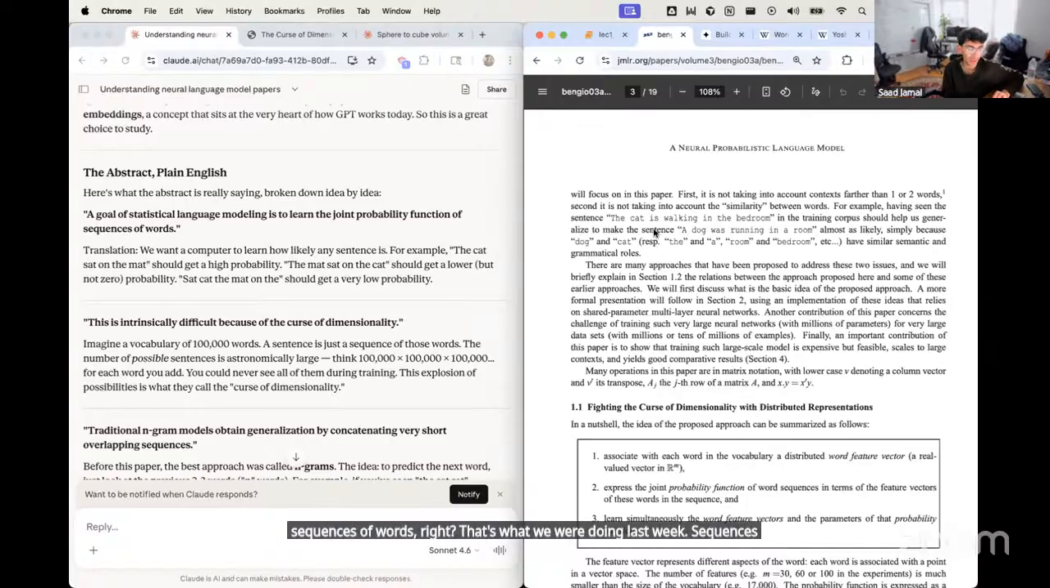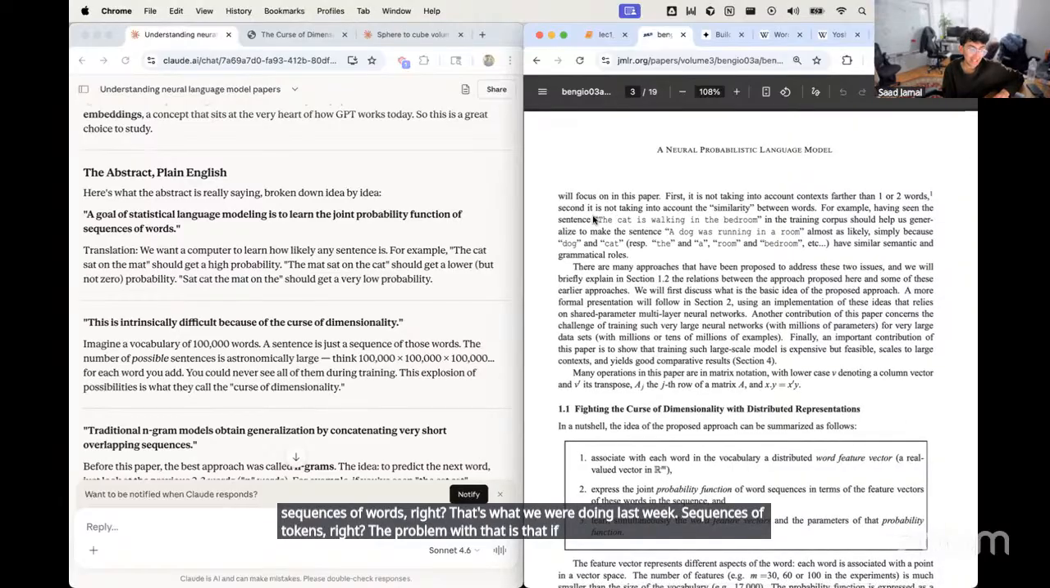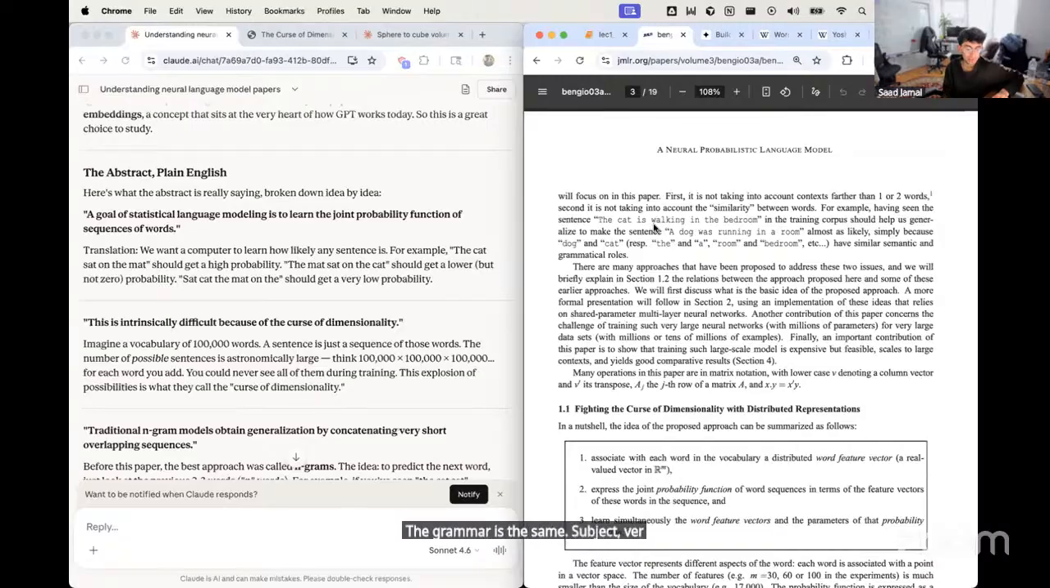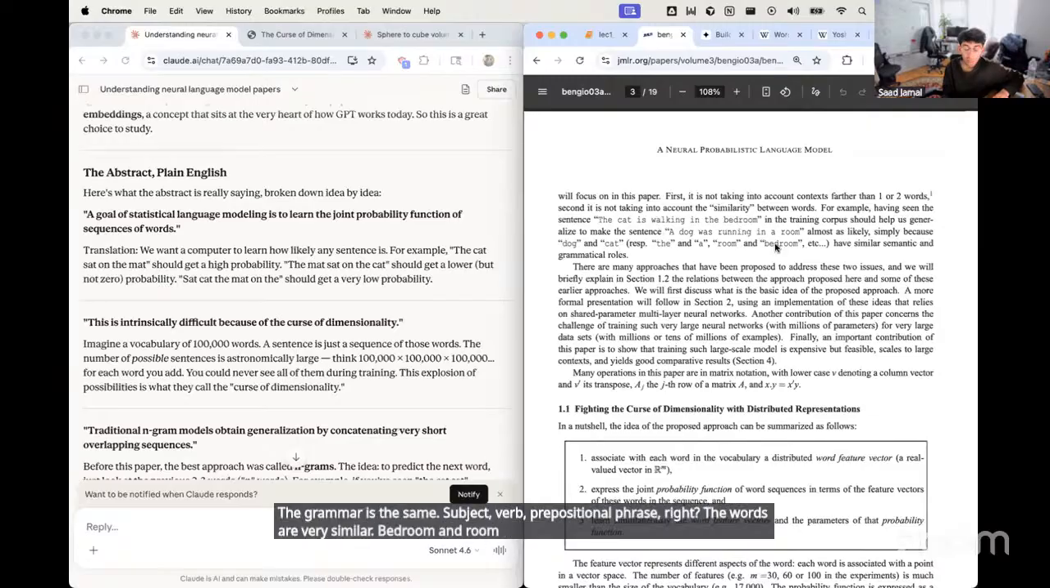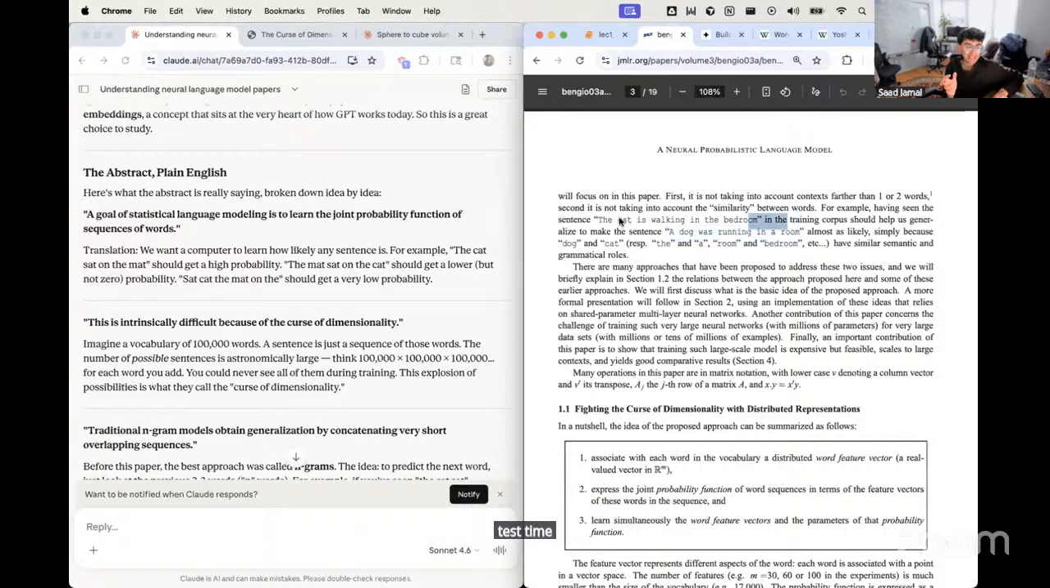Sequences of tokens, right? The problem with that is that if I have a sentence like "the cat is walking in the bedroom" that I see at training time, I learn almost nothing about another sentence, "a dog was running in the room." Again, human beings know that these two sentences are syntactically similar. The grammar is the same: subject, verb, prepositional phrase. The words are very similar, bedroom and room. But when you predict sequences of words, Bengio argues, the model is not able to generalize and learn something about this sentence when presented at test time, having seen the other at training time.